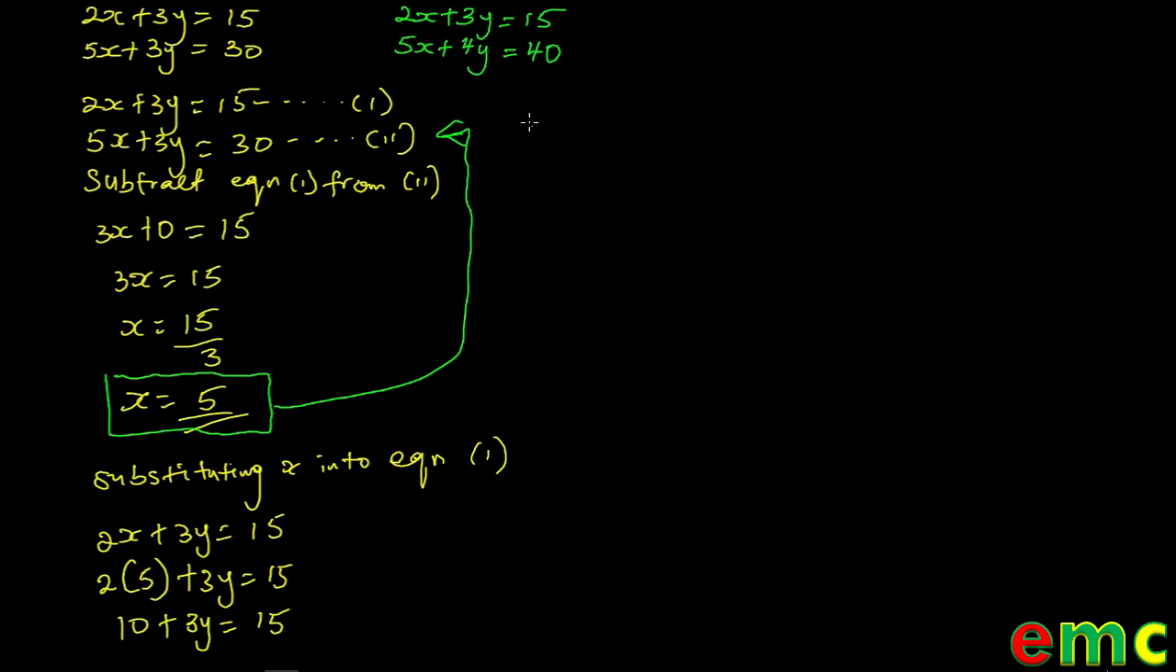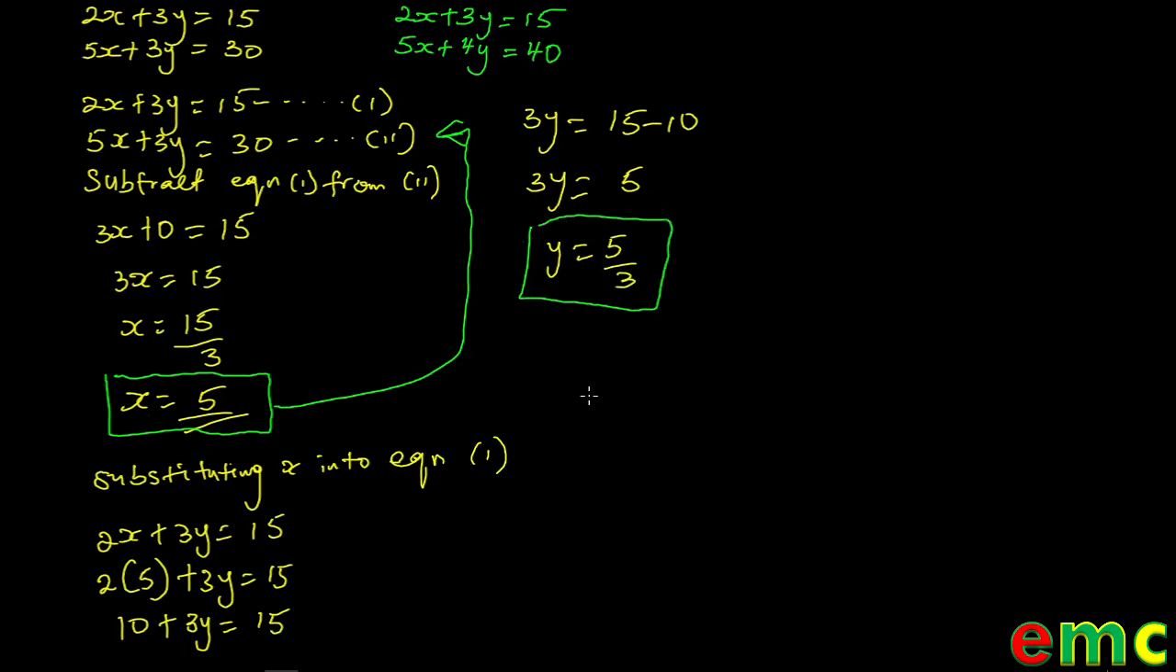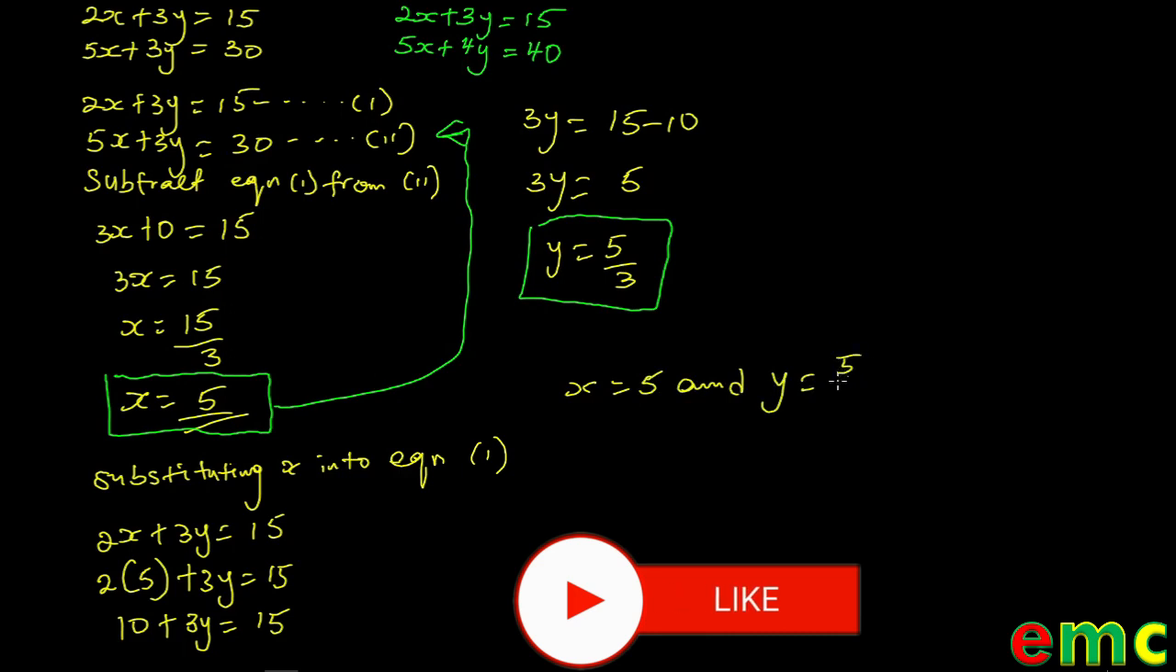Collecting like terms, we have 3y equal to 15 minus 10. And that means 3y gives us 5. Dividing both sides by 3, we have y equal to 5 over 3. That means the value of y is 5 over 3. So in this equation, we have x equal to 5 and y equal to 5 over 3.